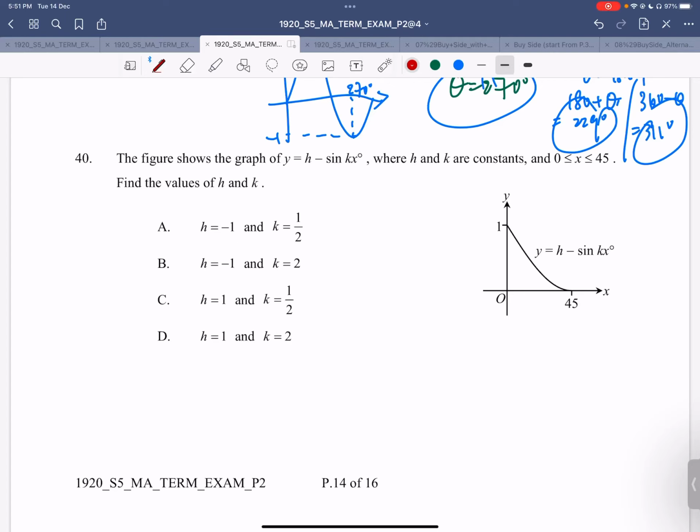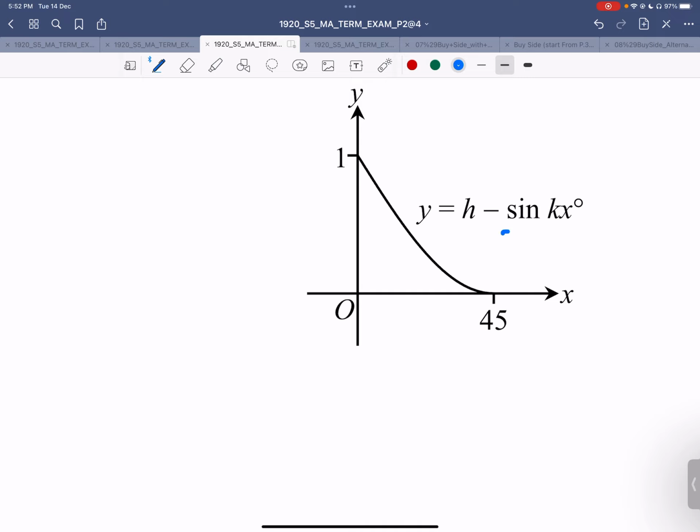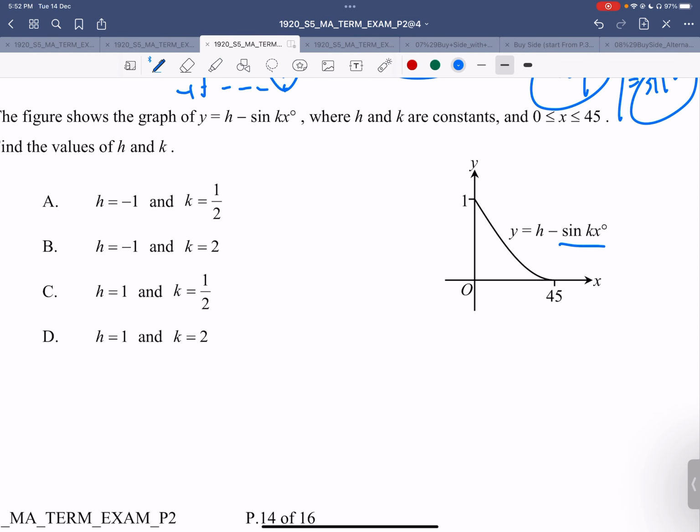For question 40, it is actually mixing both trigonometric functions and transformation of curves. So I'm going to teach you two methods. Firstly, I'm going to teach method one, which is the transformation method, okay? So you can obtain from the graph given you the sine. Recall, what is the graph of y equals sine x?